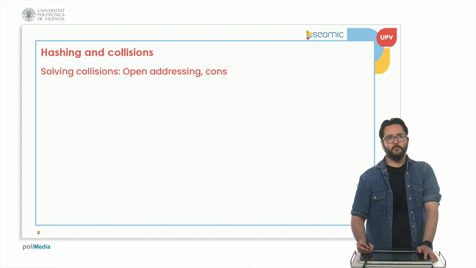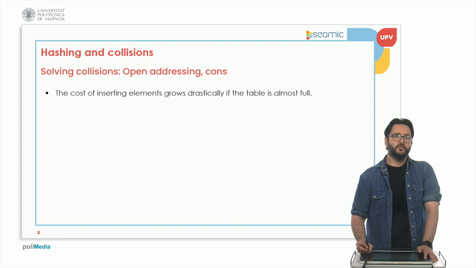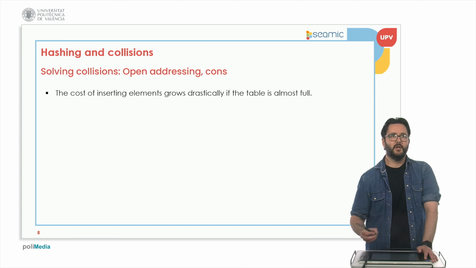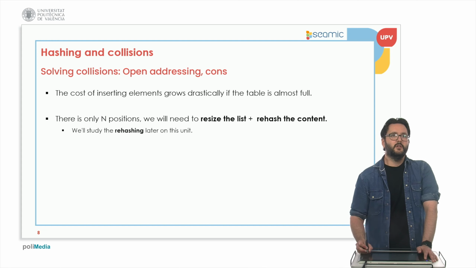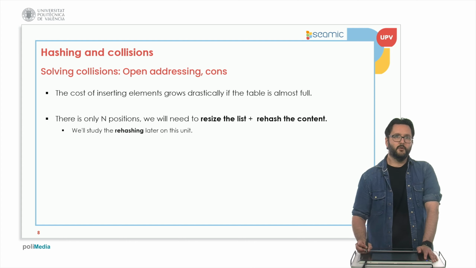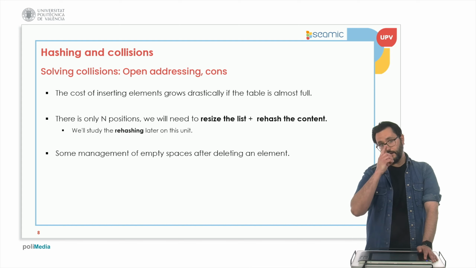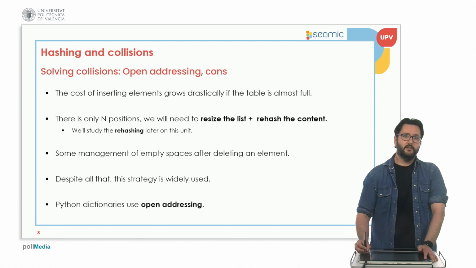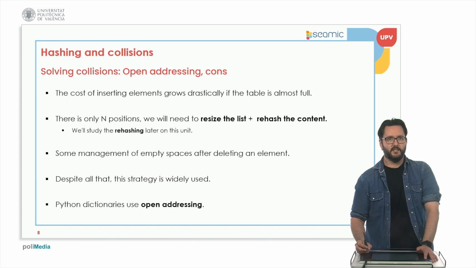This approach has some disadvantages. First, the cost of inserting elements grows drastically if the table is almost full, because we have to search many times for a new position. As we have a limited number of positions, and we are only using one position for each entry, we will need to resize the list and rehash the content frequently. We will study this operation, the rehashing technique, later in this unit. We also need some management of empty spaces after deleting an element. Despite all that, this strategy is widely used. In fact, Python dictionaries use open addressing.